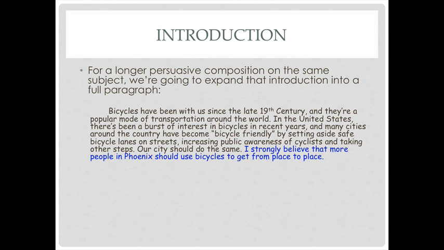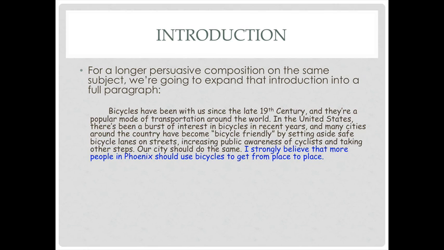Here's an example. Bicycles have been with us since the late 19th century, and they're a popular mode of transportation around the world. In the United States, there's been a burst of interest in bicycles in recent years, and many cities around the country have become bicycle-friendly by setting aside safe bicycle lanes on streets, increasing public awareness of cyclists, and taking other steps. Our city should do the same. I strongly believe that more people in Phoenix should use bicycles to get from place to place.